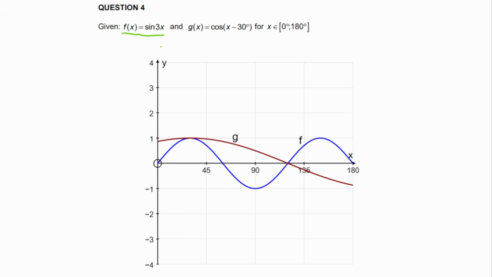Okay, so from here, we can tell a bunch of things already. So if we look at this 3 over here, we know that when it's in this position, it changes the period of our function. So it's going to change the period of our f function. And we know that this negative 30 is going to be shifting our cos graph. It's going to be shifting 30 units to the right.